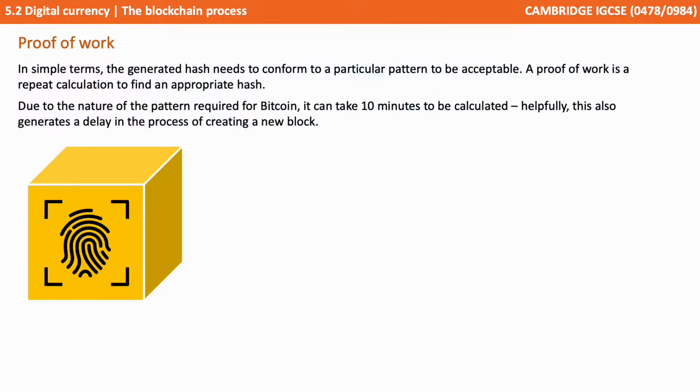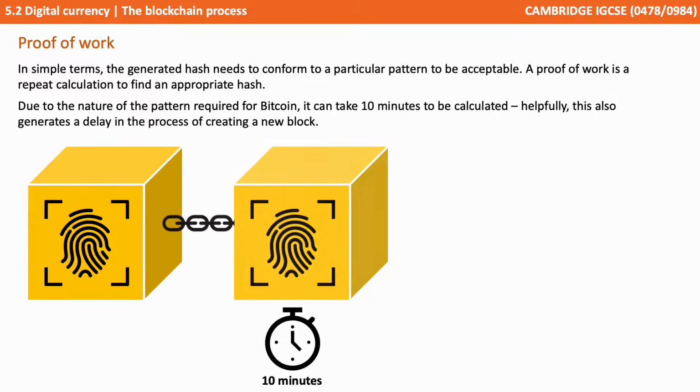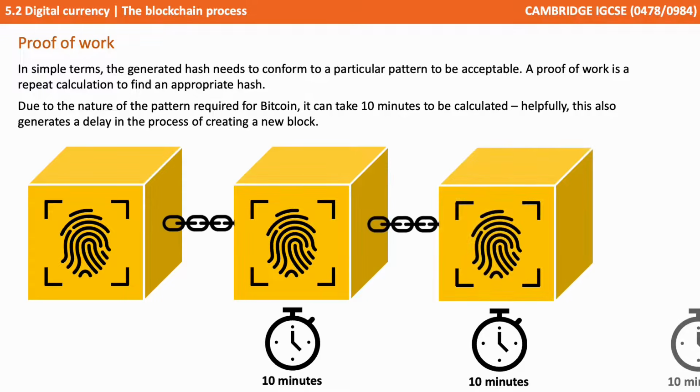In simple terms, the hash generated needs to conform to a particular pattern to be acceptable. A proof of work is a repeat calculation to find an appropriate hash. Due to the nature of the pattern required for Bitcoin, it can take around 10 minutes for this proof of work to be completed. This also helpfully generates a delay in the process of creating a new blockchain.